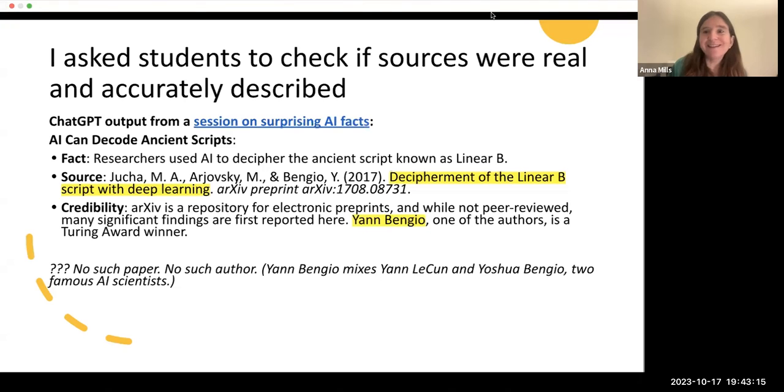And we found in class that most of them were real, but it had made this one up, and it had combined two different sort of AI celebrity figures into one, with the first name of one and the last name of the other. So Jan Bengio doesn't exist. So it was fun to do that live check with them and see that something that looked so good, and all the other ones were good, but this one was just not real.